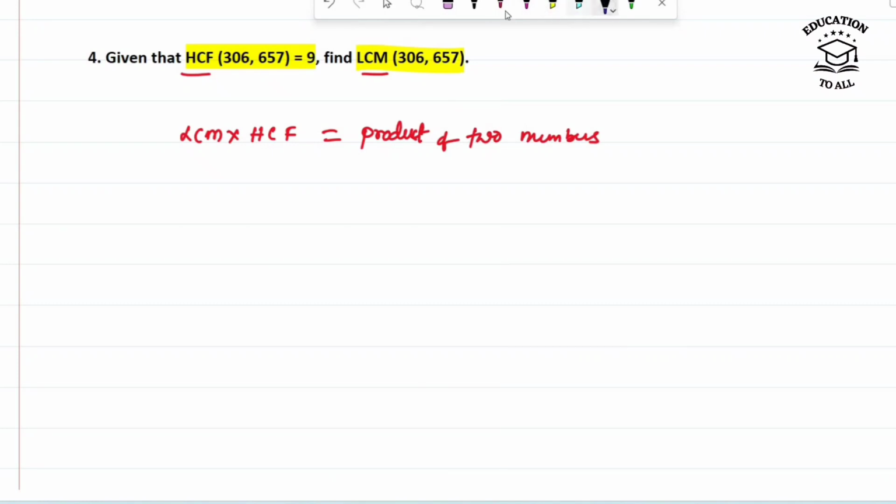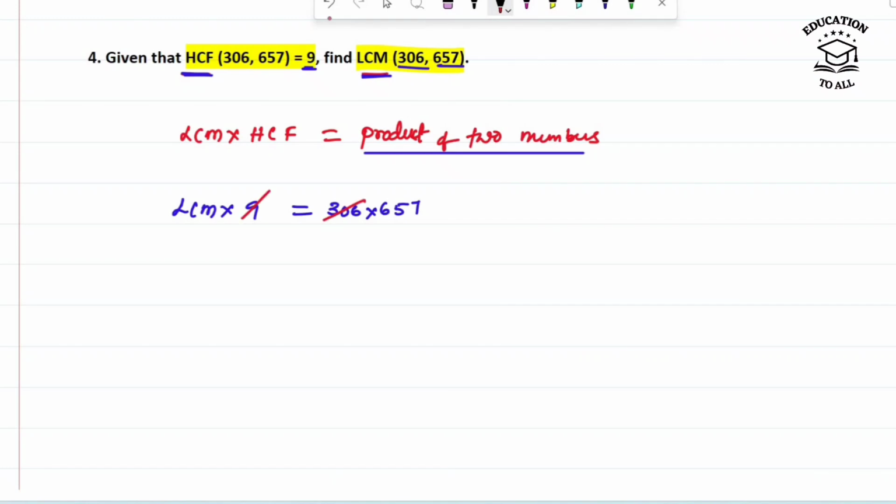So apply the same condition for the given numbers. LCM is not known. We don't know LCM, but we know HCF, that is given as 9 in the data. So I'll take LCM into HCF equal to 9, that will be the product of the two numbers. What are the two numbers given? 306 and 657. 306 into 657. Instead of multiplication, I can divide by 9.